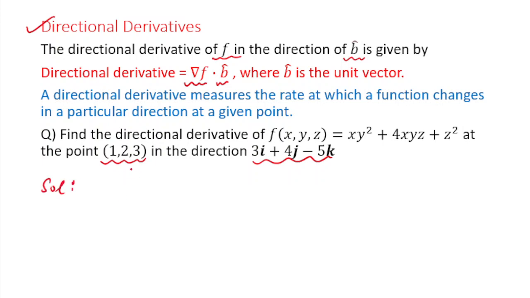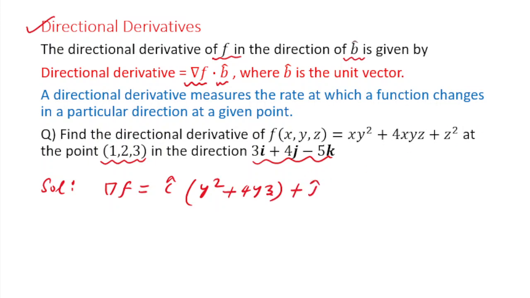As you can see, to find the directional derivative, first of all you have to find the gradient. Yes or no? You have to find del f. So let us first calculate del f here. Can I write it directly? Because by now you are smart enough to understand how to calculate del f. So I take i cap del by del x of this, which will give me y square, and here I will get 4yz from the second term, and there is no x in the third term, so I close the bracket.